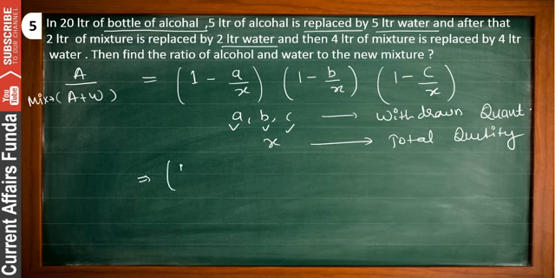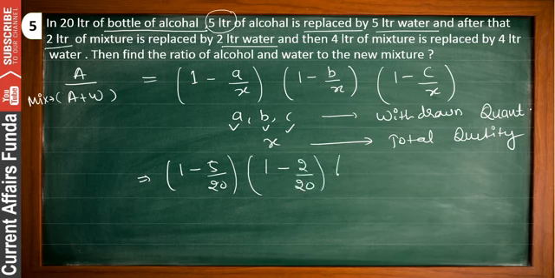See right now, 1 minus, first of all, we have taken 5 liter of alcohol, that means 5 out of 20. Next time we have taken out 2 liter, that means 1 minus 2 divided by 20. And third time we have taken 4 liter, that means 1 minus 4 divided by 20. Okay, so when you will solve such things, then you will get 3 by 4 here.